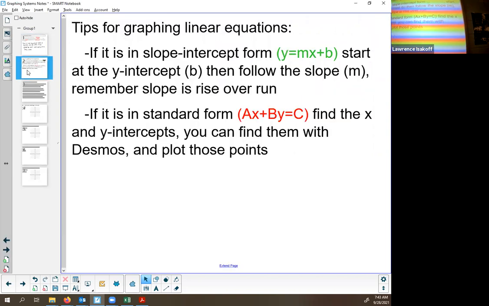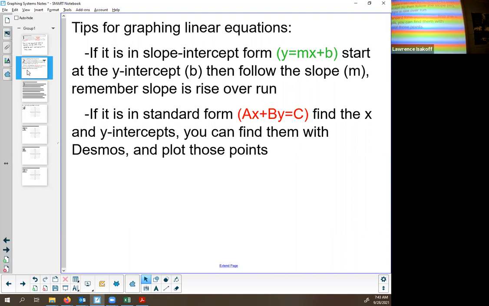So here's some tips for graphing. There are two types of equations we have. If it's in slope-intercept form, y equals mx plus b, you want to start at the y-intercept b, then follow the slope. Remember, that's rise over run. If it is in standard form, we want to find the x and y intercepts.